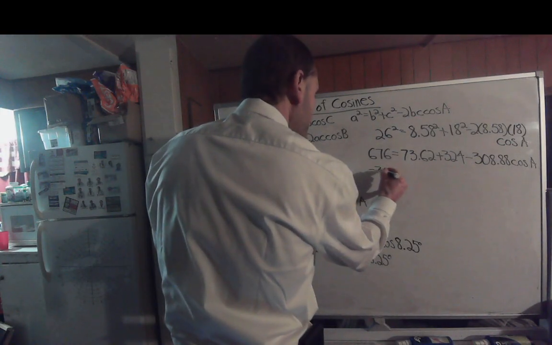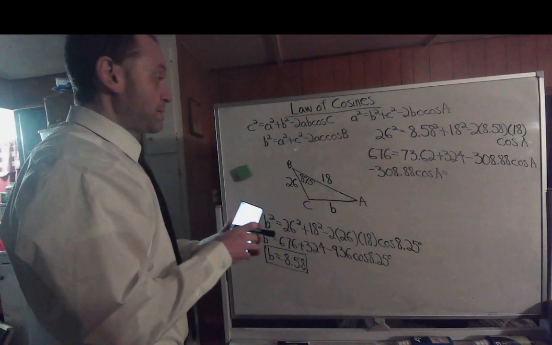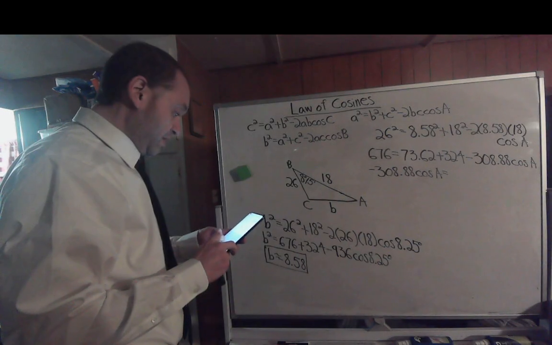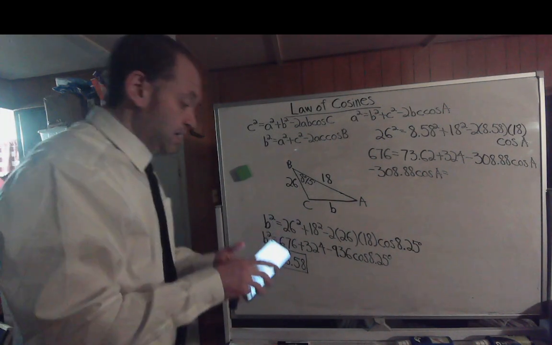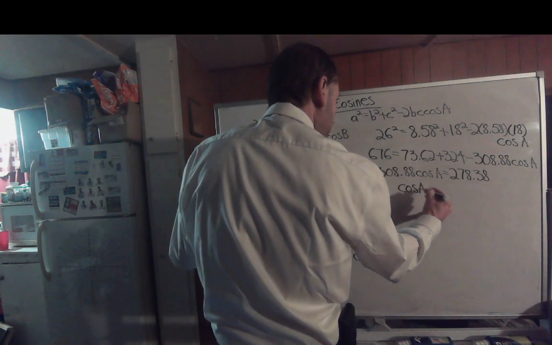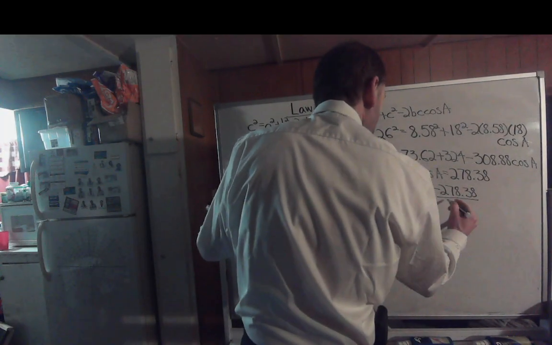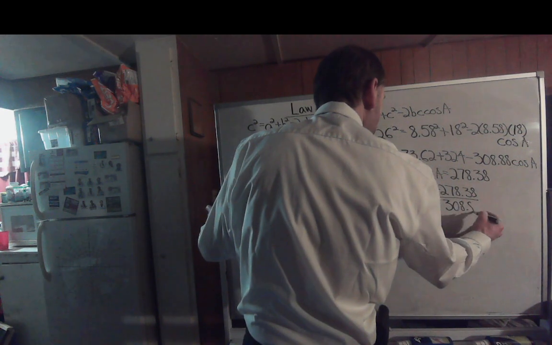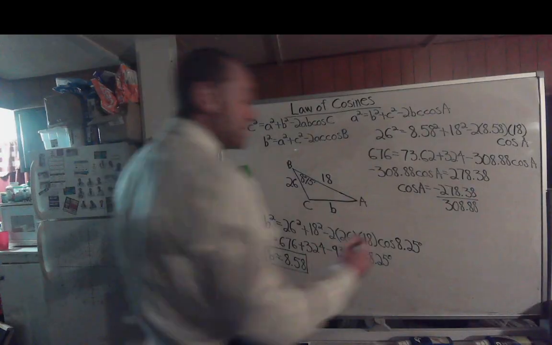So this means negative 308.88 cosine of A is going to equal the difference of everything else. And something very interesting is about to happen. It equals positive 278.38. So that means the cosine of A equals negative 278.38 over 308.88. Well, since you're going to take the inverse cosine of a negative number, that means that angle A should end up being a second quadrant angle.